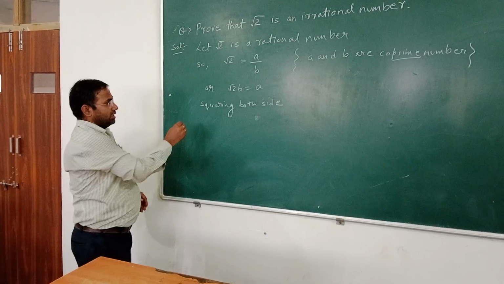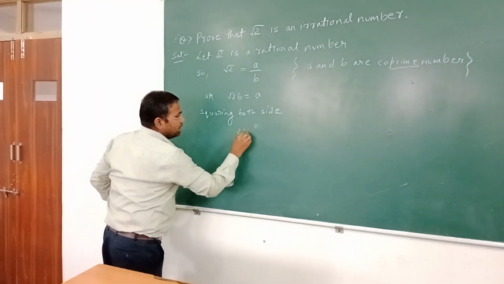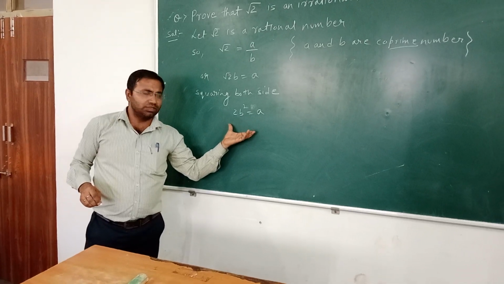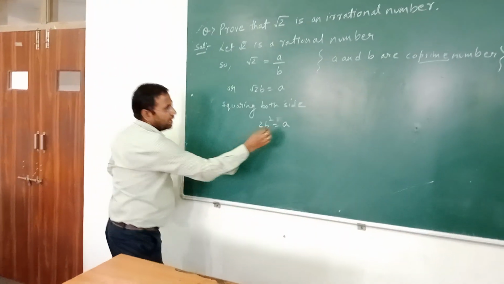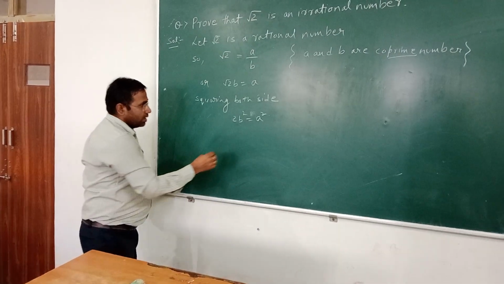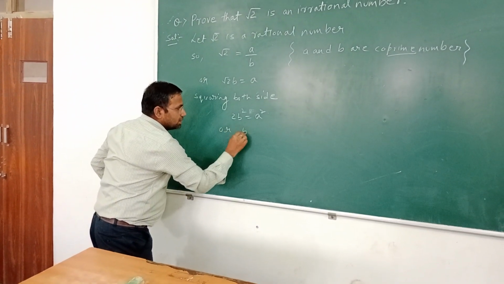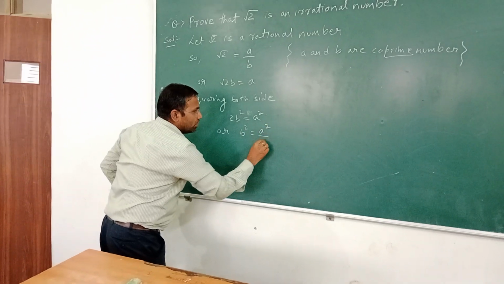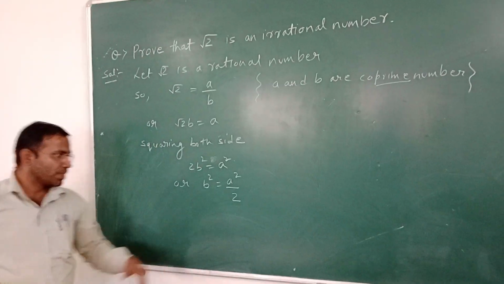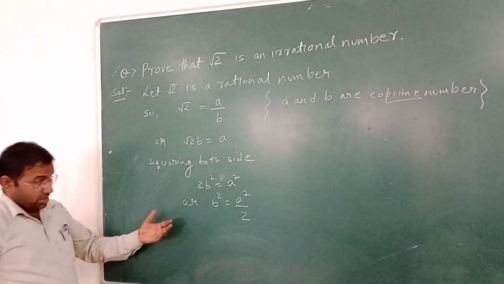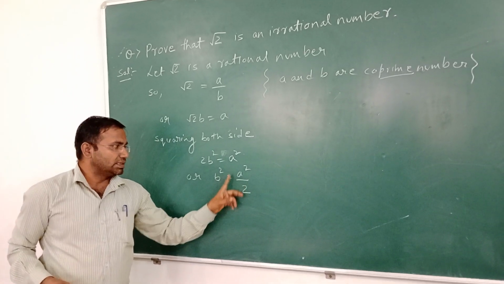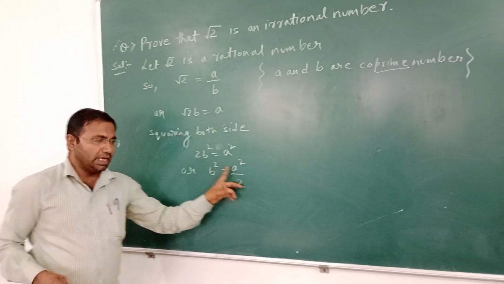On squaring both sides, we will get 2b square is equal to a square. Okay, 2b square is equal to a square. Now this can be written as b square is equal to a square upon 2. Now here what we see is that 2 divides a square. We can see that here 2 divides a square.